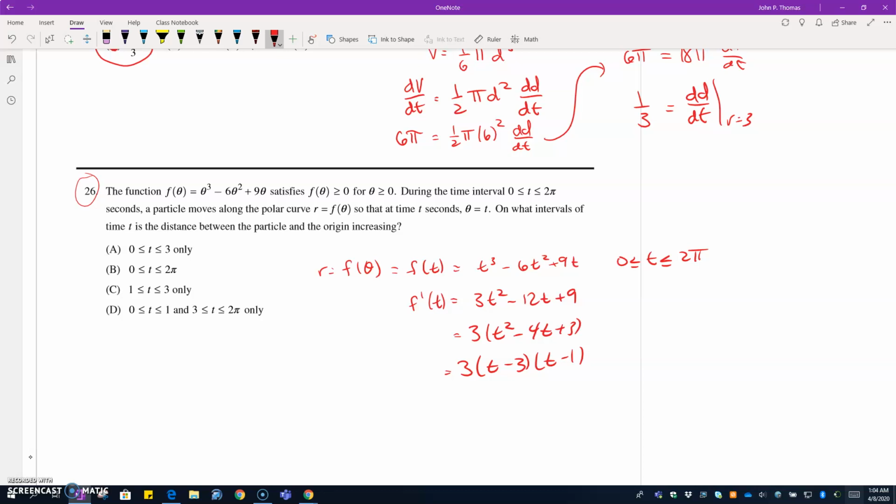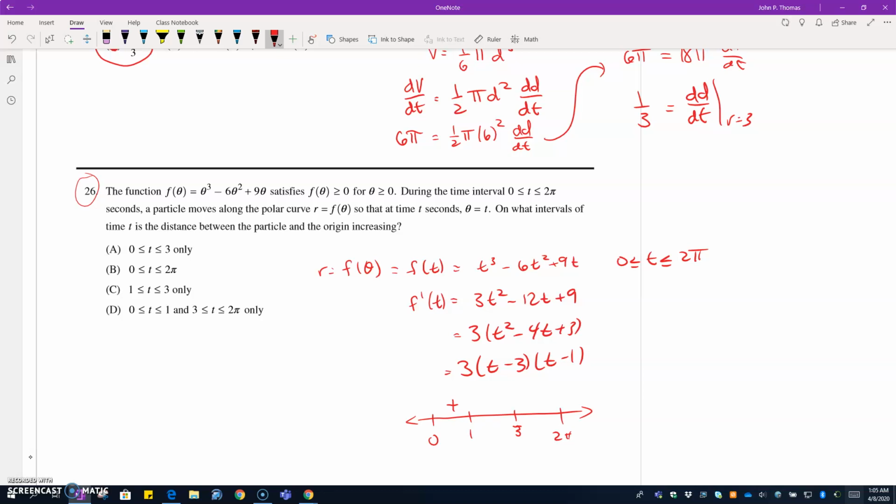It wants to know when the particle is increasing. So I'm going to get a number line here, and we're from 0 to 2 pi. We have a 1 and we have a 3. So 0, 1, 3, and 2 pi are the numbers. And what we need is a sign test in here. So I'm going to plug in a half. On a half, I've got negative, negative, which is a positive. So this is a positive derivative over that interval.